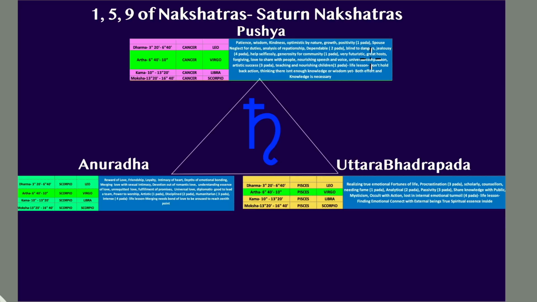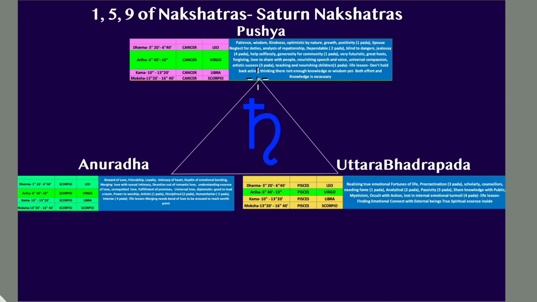They are very futuristic. They make great hosts. They are forgiving. They love to share with people. Once again, that's the nature of Saturn. The hidden nature of Saturn is shown in these Saturn nakshatras. If you're not following this already, nourishing speech and voice, universal compassion. Imagine Saturn stands for that. Teaching and nourishing children. Pushya is a nakshatra of teaching. Children, especially if it's going into 5th house, for example.